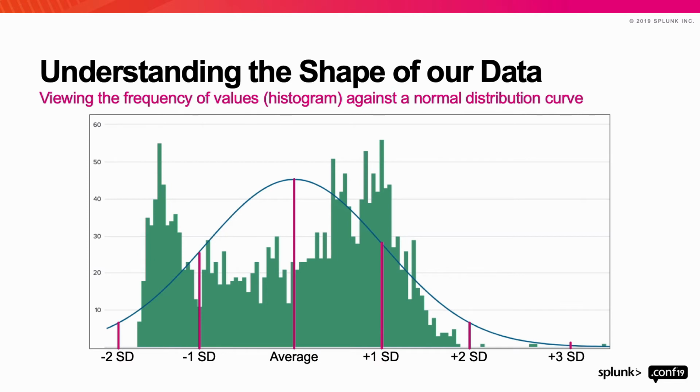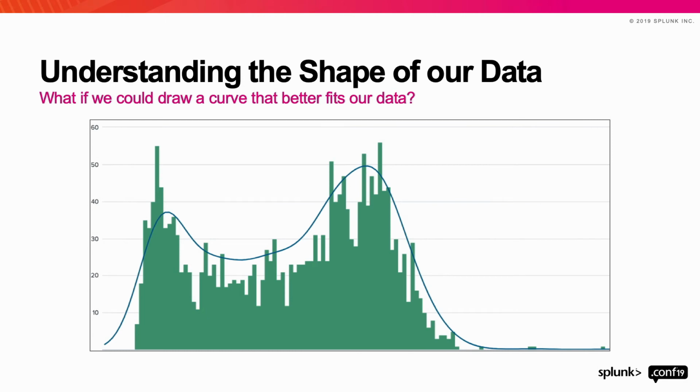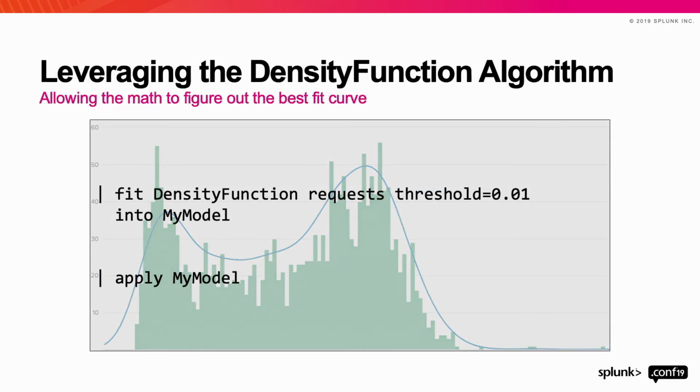But then you try a different data set, and the shape of that data changes. So really the question becomes, can we build a diagram or this line that truly fits our data? That's really the question that we're trying to answer. And yes, you can, using the density function algorithm. By simply calling the fit density function, this is effectively fitting the shape of your data into the specific distribution that it calls, and then you can easily apply that model that is learned using the apply command after you set the into clause and name the model that you have.